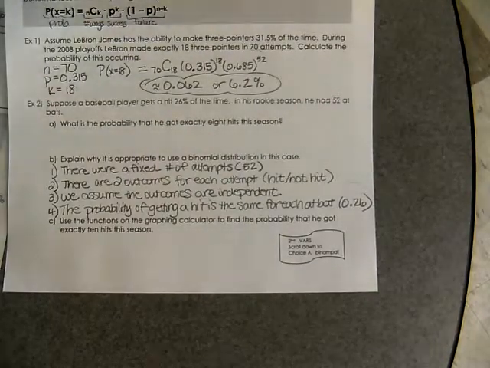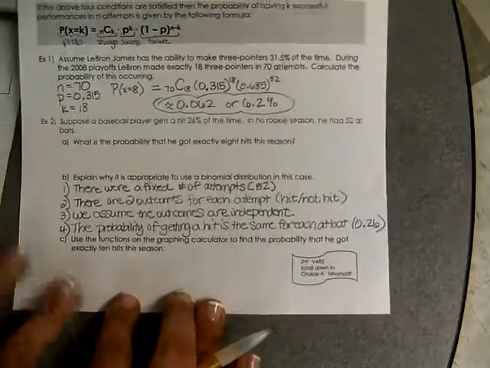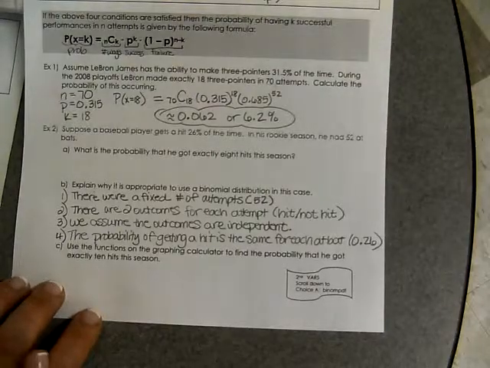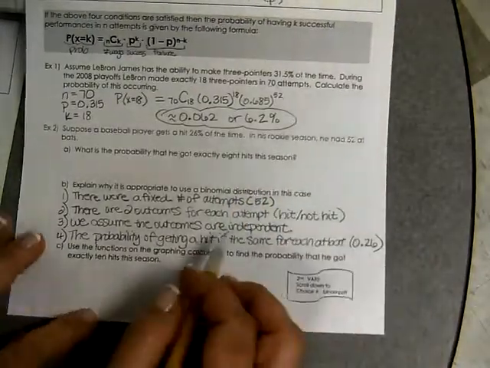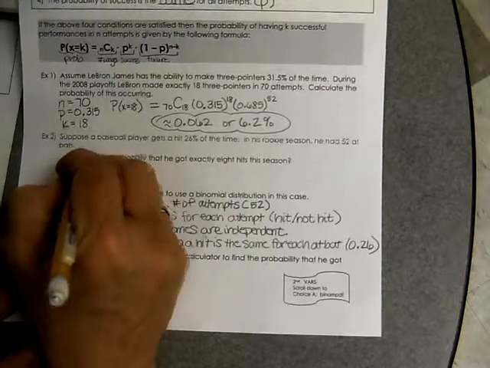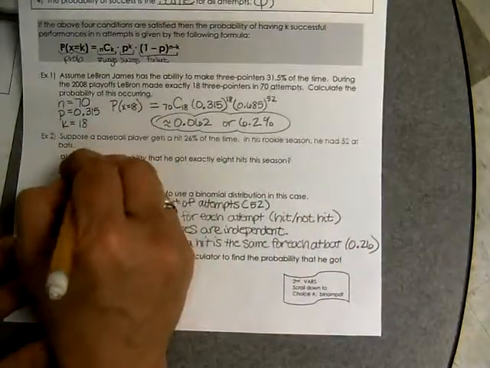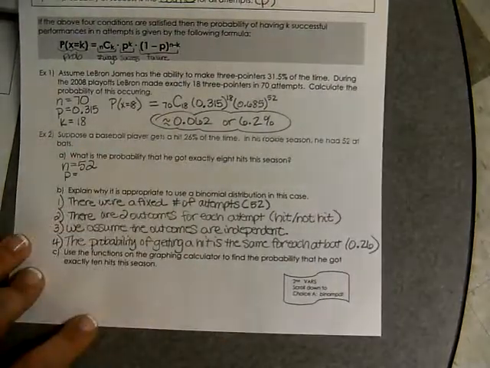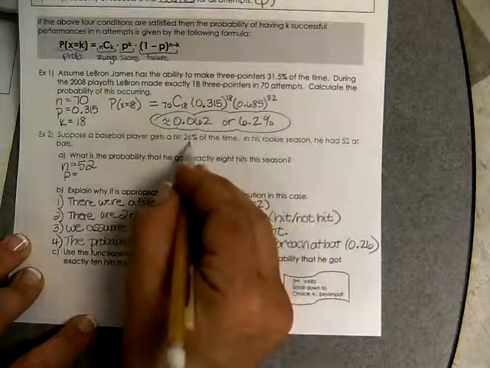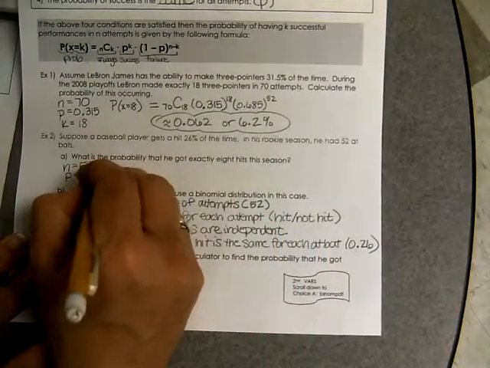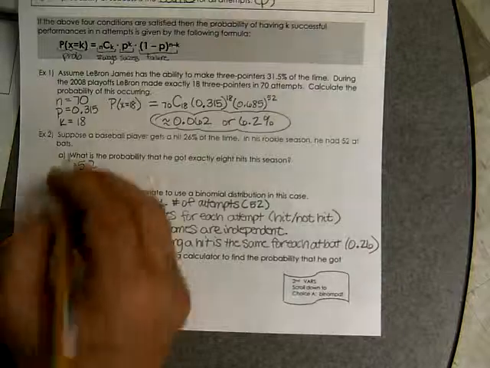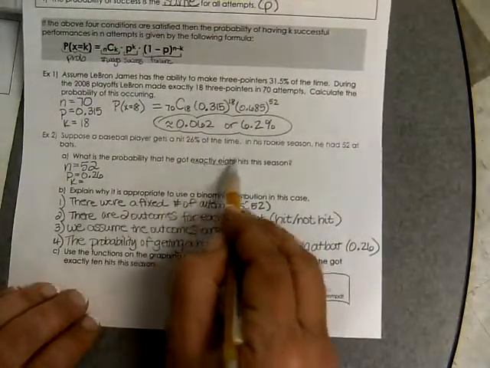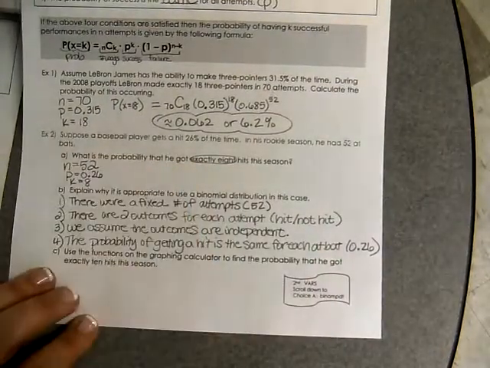All right. So let's back up to letter A then, and let's look at the probability that he got exactly 8 hits this season. So we first need our N. Our N, we said, was the 52 attempts, the 52 at-bats. We need P, the probability. We said that was going to be the 26%, which we'll use as 0.26. And our K, the number of successes, this is looking at 8. So that tells us that K is 8.